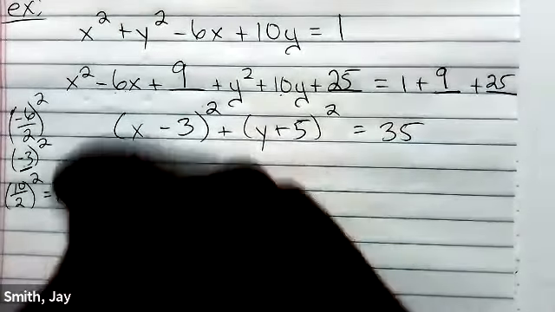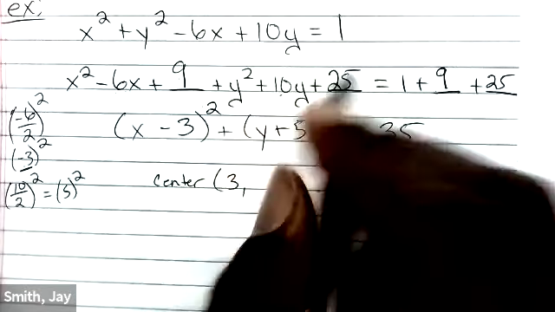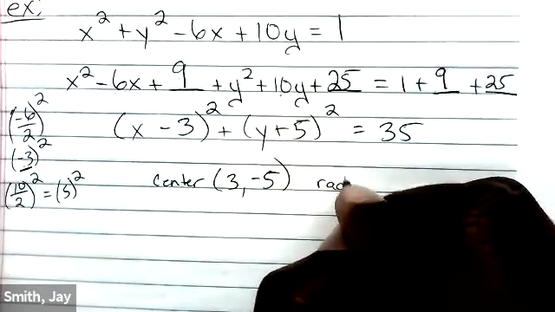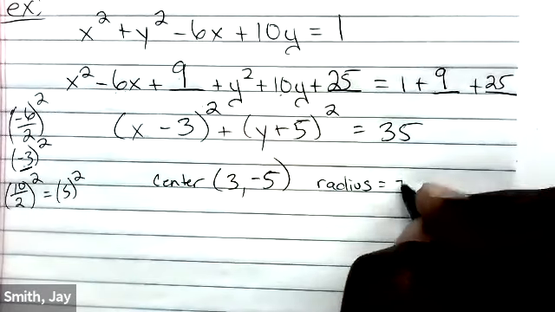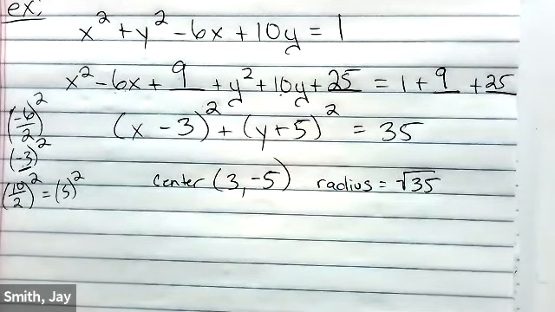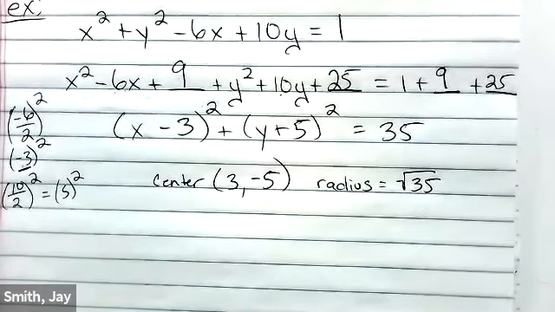So in terms of the center, the center is the opposite of what we see, or in this case, (3, -5) is the ordered pair representing my center. And my radius is actually the square root of 35. Remember, we always take the square root of the number that we see in the equation. If it's a perfect square, in most cases it'll work out fine, but in this case, 35 isn't a perfect square, so the radius is just the square root of 35.